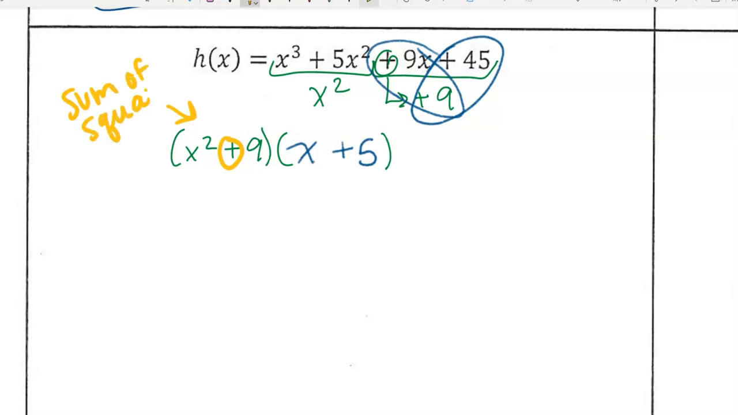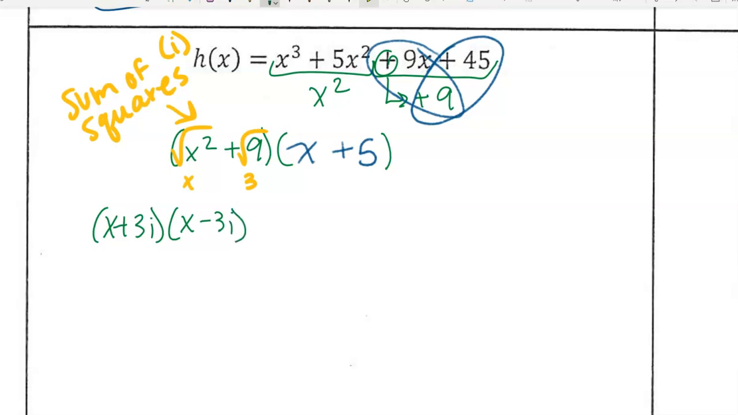And what special letter do we need when we are factoring sum of squares? If you said i, you are correct. So here we're going to take the square root of x squared and 9, leaving us with x and 3. Now sum of squares, we just say x plus 3 and x minus 3, but with the i on 3. This x plus 5 will just come down, and he's just hanging out. Now that we have our perfectly factored form, this cannot be factored any further.